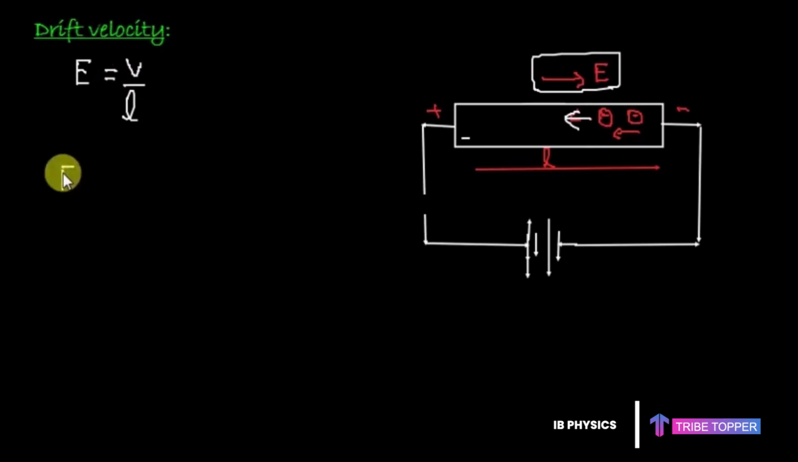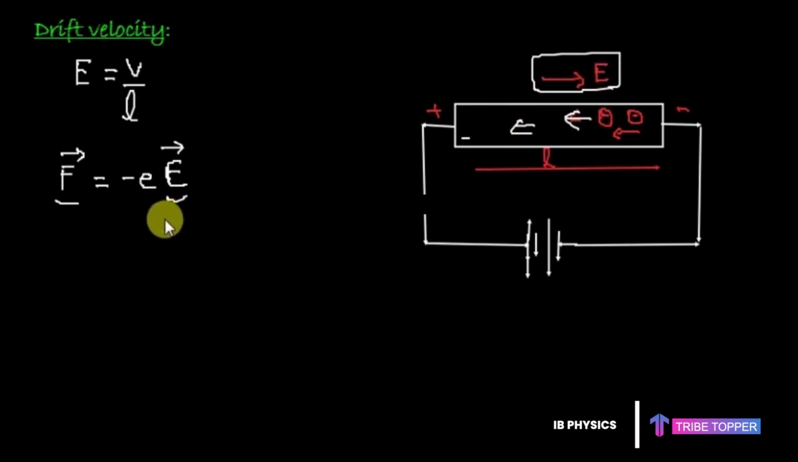So that force F is equal to, we know that the force due to an electric field is Q times E, but Q here is the electronic charge, so it's minus e times E, because the direction of force is opposite to the direction of field. The force is acting towards left, whereas the electric field is directed towards right, because it goes from positive to negative charge.